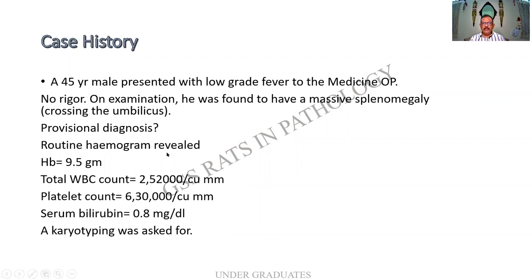The routine hemogram revealed a hemoglobin of 9.5 grams, leukocyte count of 2.52 lakhs, and platelet count of 6.3 lakhs per cubic millimeter. Serum bilirubin was 0.8 milligrams per deciliter, and against this, a karyotyping was asked for. I hope you people have made a diagnosis.